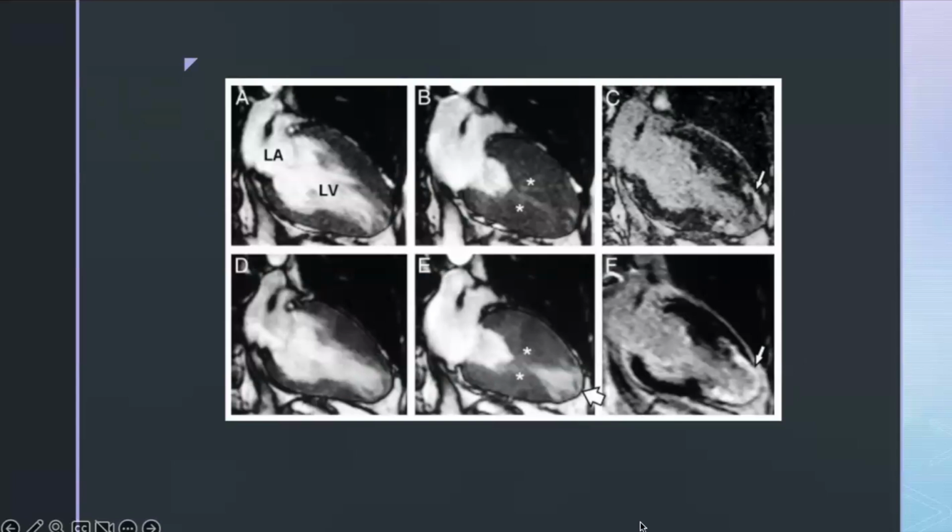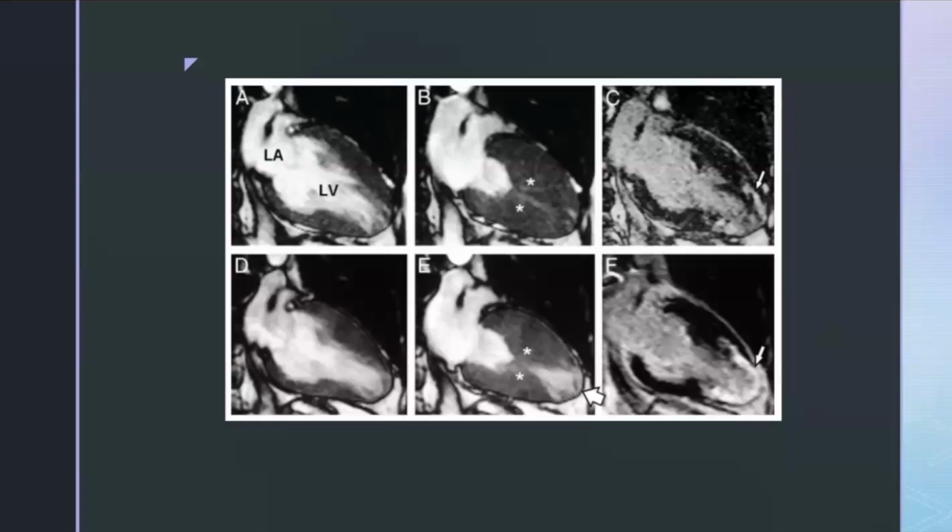So this was a patient that went on to have an MRI, and the star in section E indicates the midcavitary obstruction there, and you can see how you would have an increased gradient through there.